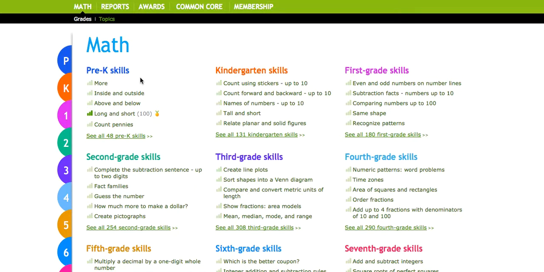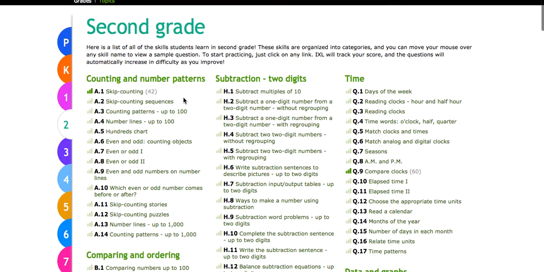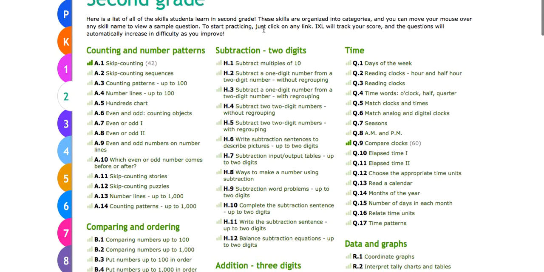Let's say that you have a child who's in second grade. Let's click on the number 2. Notice, in second grade, it will give you an overarching category, counting and number operations, and then it will give you a specific lesson within counting and number operations that your child can practice. Each child has a specific account for them, so you will be able to see what your child has already been practicing and what they might not have done yet.